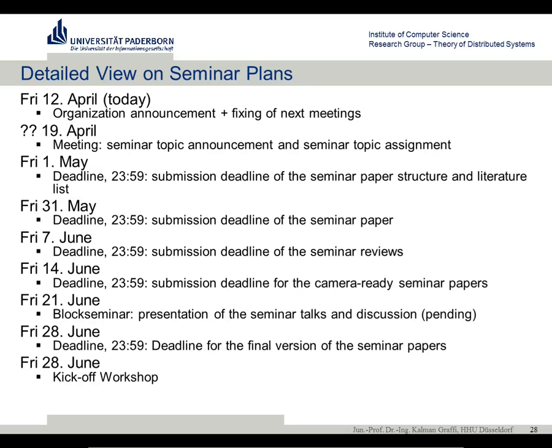And you should submit a paper structure and literature list. That means you should think about, okay, now this is the topic, and I want to write something clever about it, and how should this paper look like? So what will I write? What are the points? What are the arguments? What are the sections? What are the subsections? And what is the rough idea of the paper? That's the paper structure and literature list.